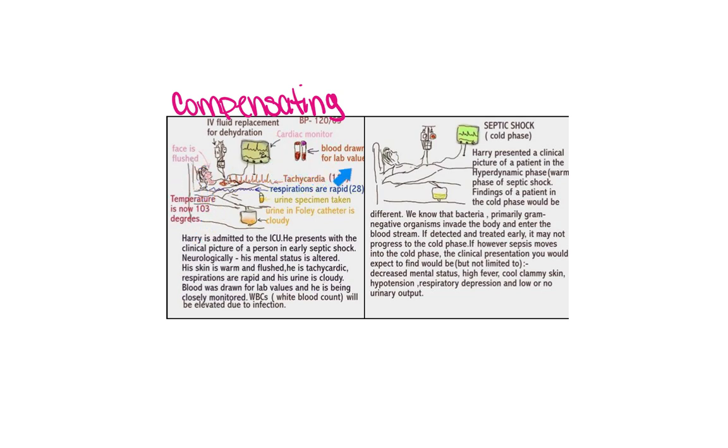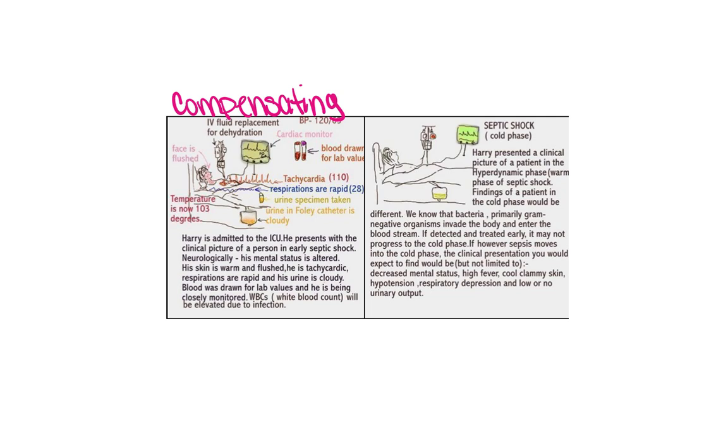This is when we're going to draw for lab values. We're going to be tachycardic, tachypnic. So it's early septic shock. This is when it's still reversible. We're going to look at white blood cells. We're going to look at differentiated white blood cells to see what kind of infection is going on. So shock fully hasn't set in. We're still in the compensating phase.